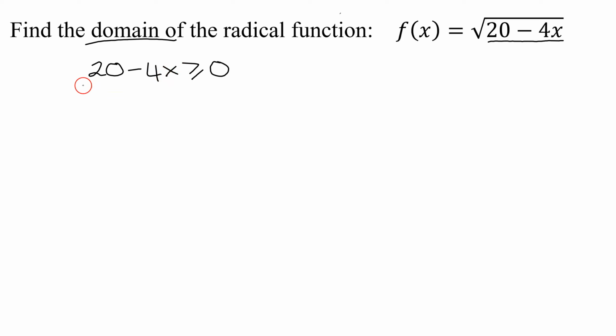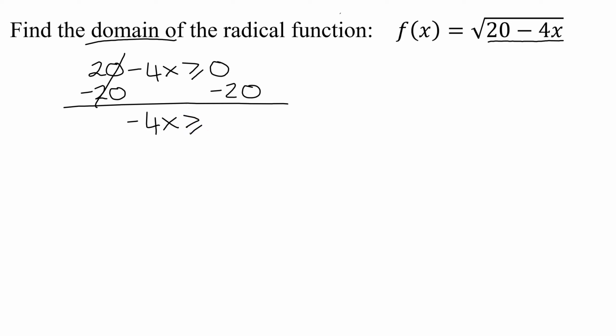So to get x by itself, the first thing I'm going to do is subtract 20 from both sides. Is that going to change the inequality symbol? No. Adding and subtracting any numbers from an inequality will not reverse the inequality symbol. So I get negative 4x is greater than or equal to negative 20. Now what do I need to do to get the x by itself? I'm going to have to divide both sides by a negative number. So remember, when you divide both sides of an inequality by a negative number, it reverses the inequality symbol. So my greater than or equal to becomes less than or equal to.